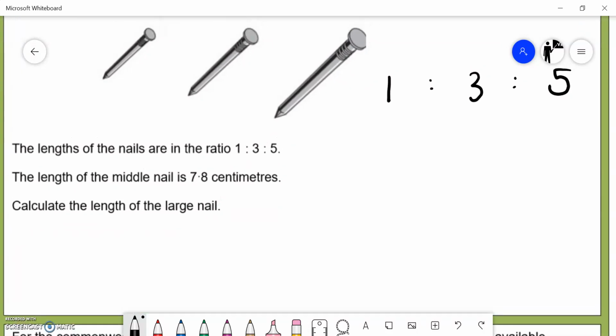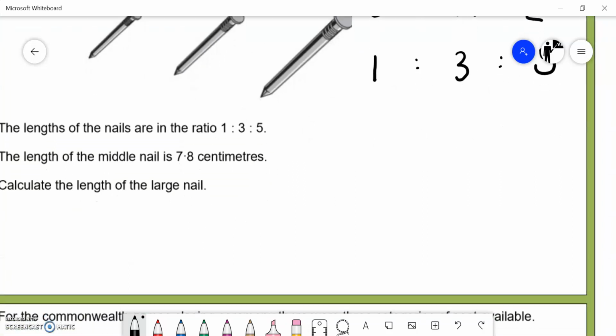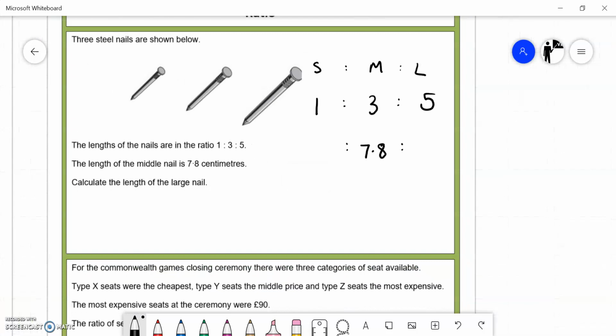The length of the middle nail, so I'll just put small, medium, large. The length of the middle nail is 7.8 centimeters. What is the length of the large nail?